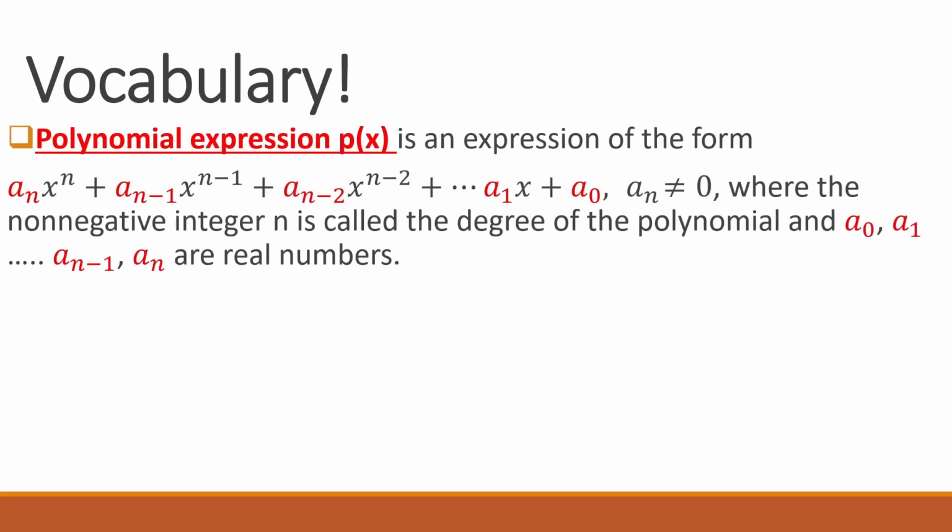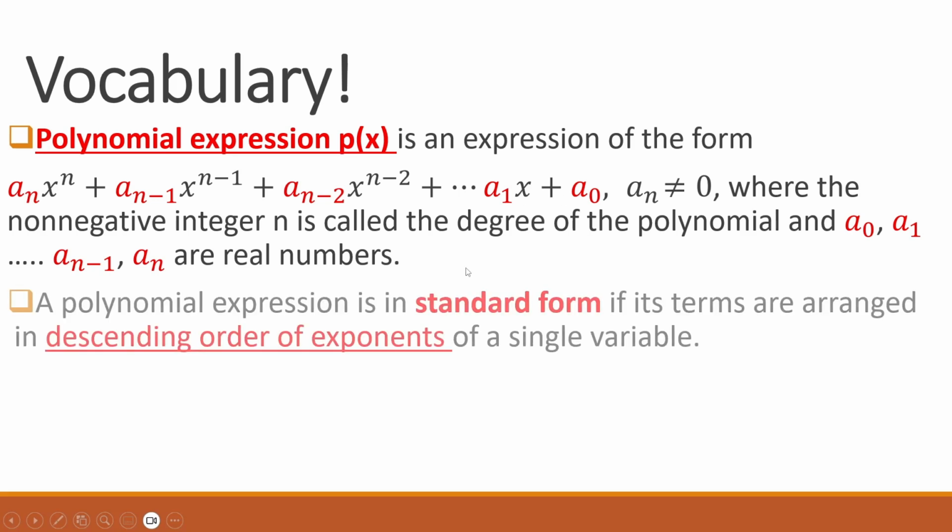When we say polynomial expression, it is an expression of this form, where a sub n should not be equal to 0, and the non-negative integer n is called the degree of the polynomial. So this n is what we call the degree of the polynomial. And a sub 0, a sub 1, up to a sub n are real numbers. They are all real numbers.